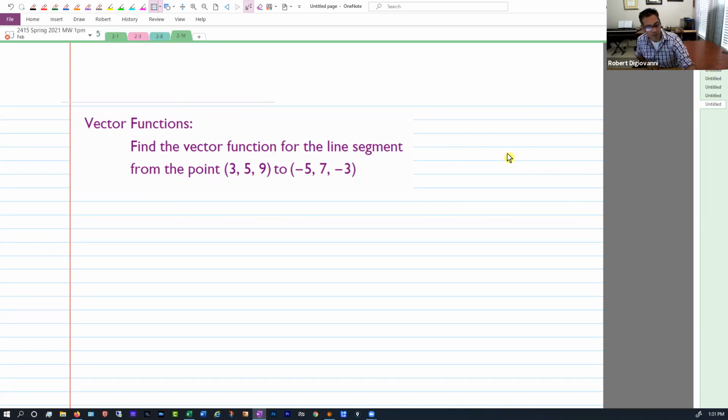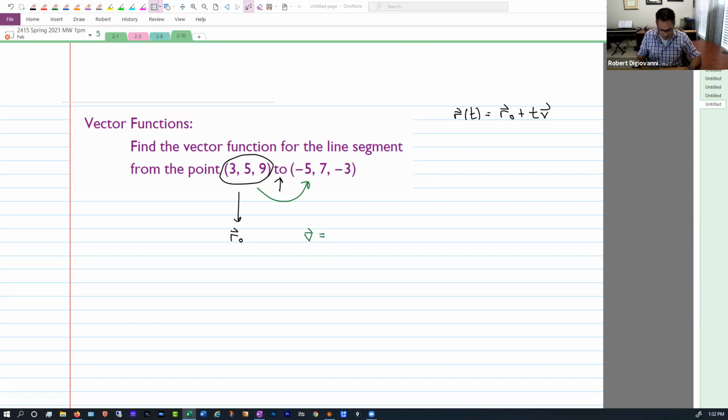The first thing you do is figure out which point you're going to start with. Here's the point you're going to start with, because we're going from there to the other one. We're going to let that be our R naught in our good old vector equation of a line. That's always going to be our R naught, the starting point. And then I'm going to need to get V. To get V, I come up with a vector that is going from here to here. We've done that so many times now that I think Jorge can tell us what that direction vector V should be.